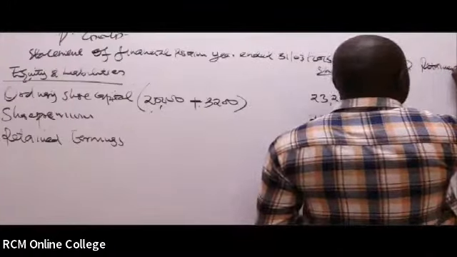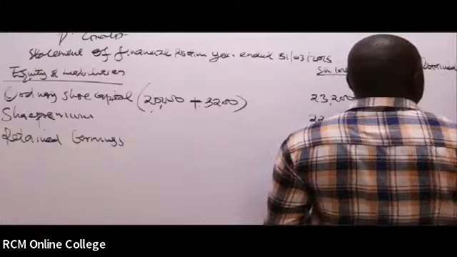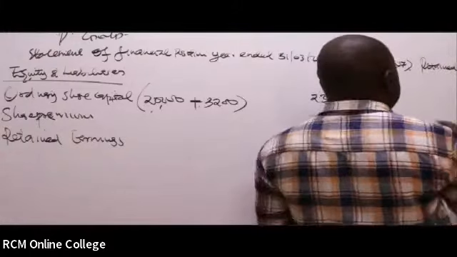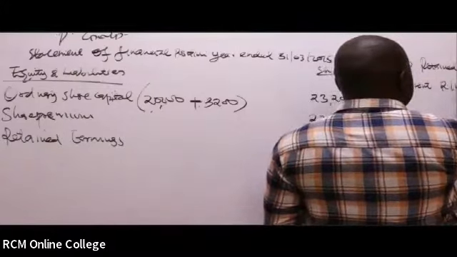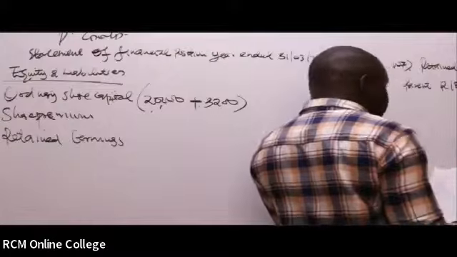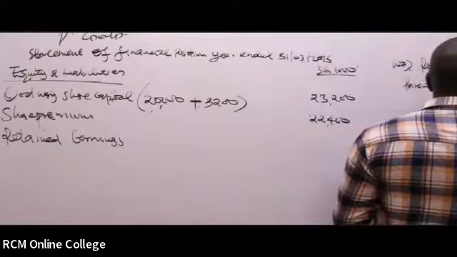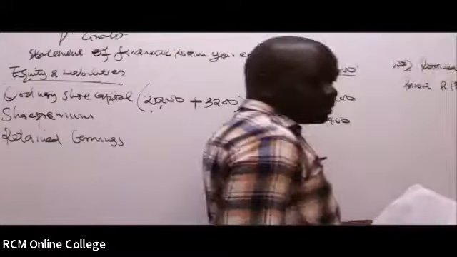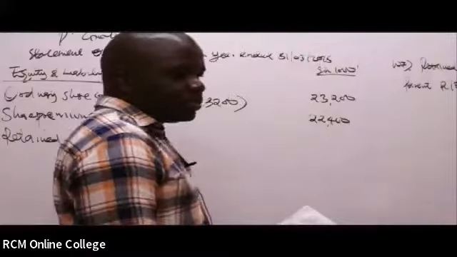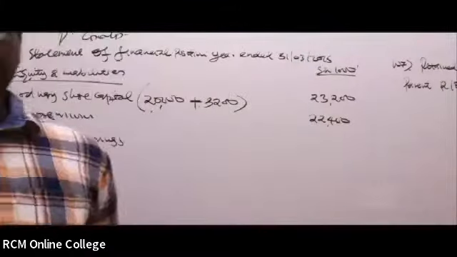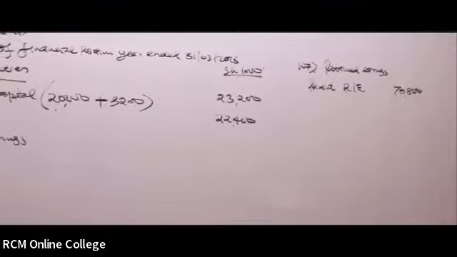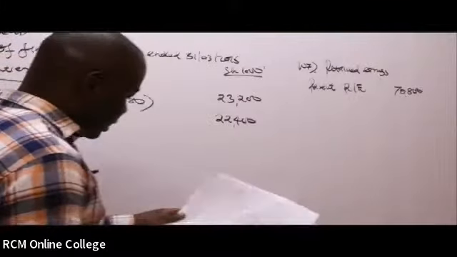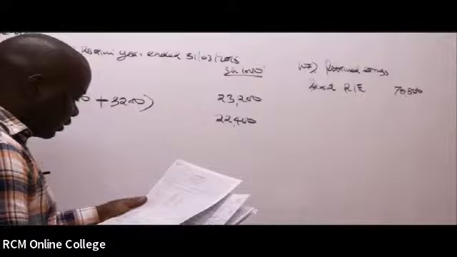Retained earnings, how do you get it? You'll get the parent retained earnings, which you've actually been given a figure of 7,800. So that's what you are seeing there in the statement of financial position, 7,800.